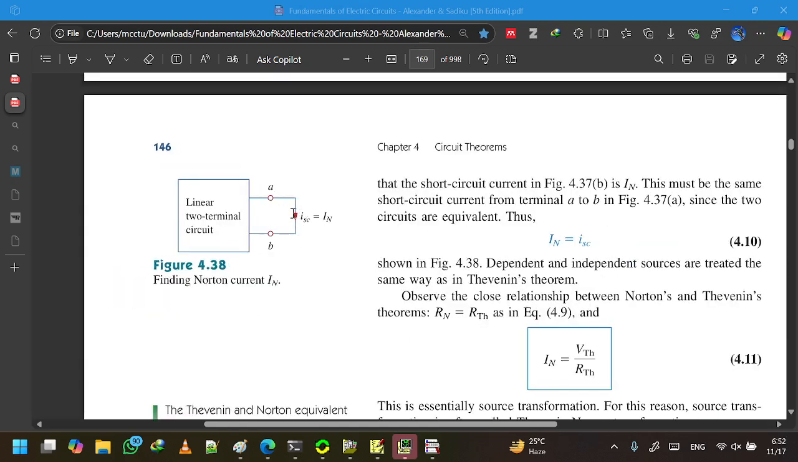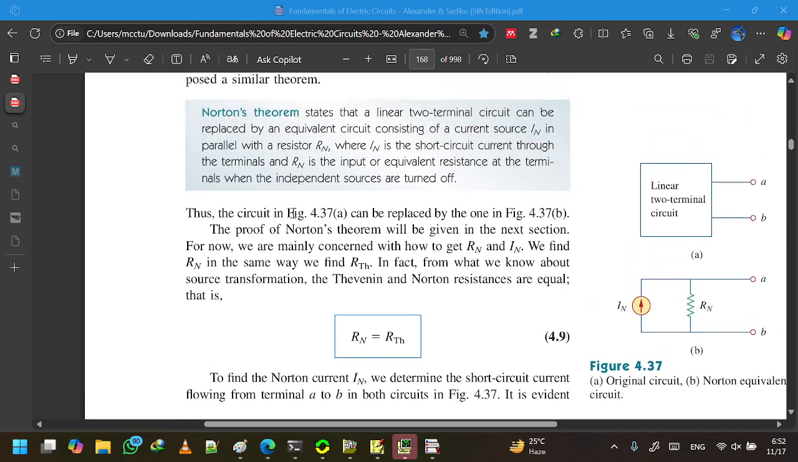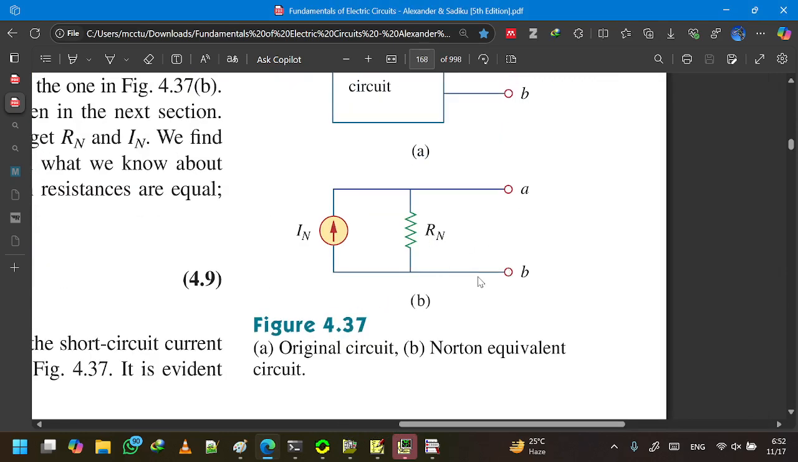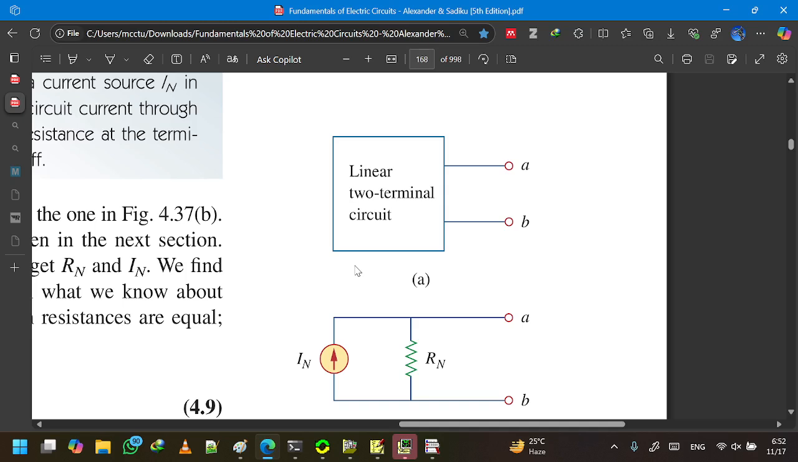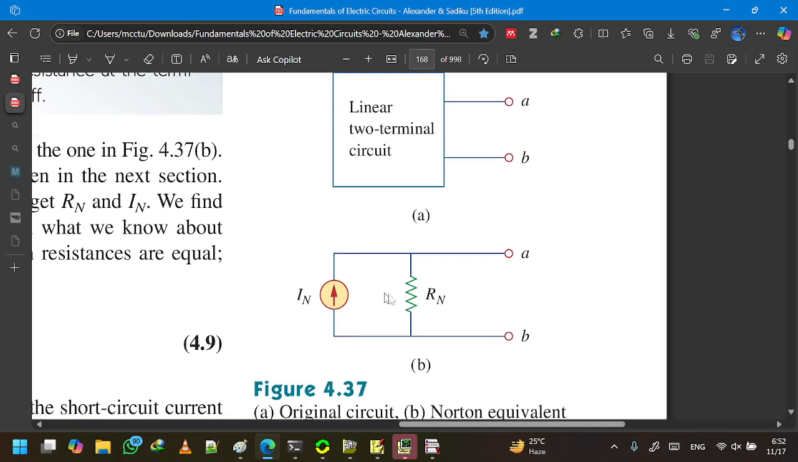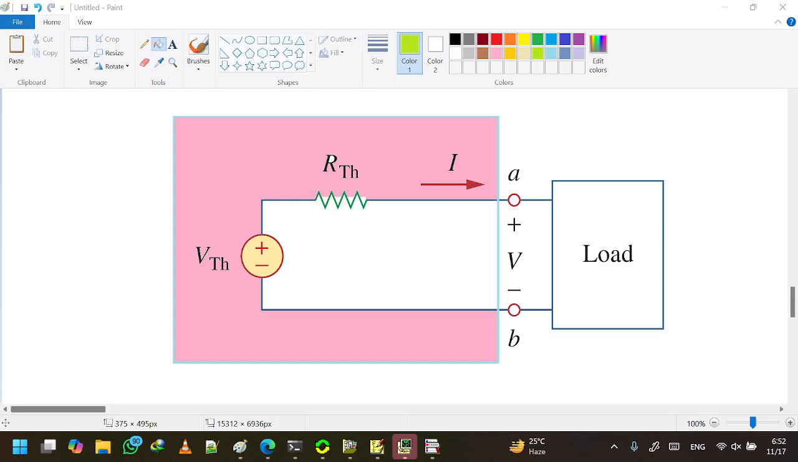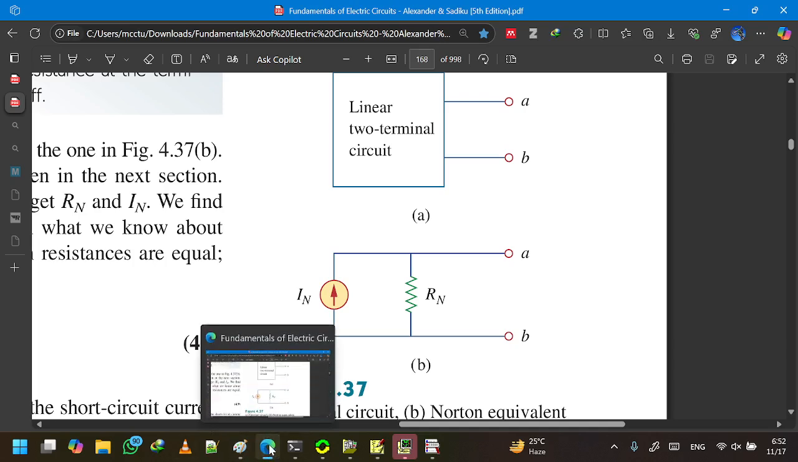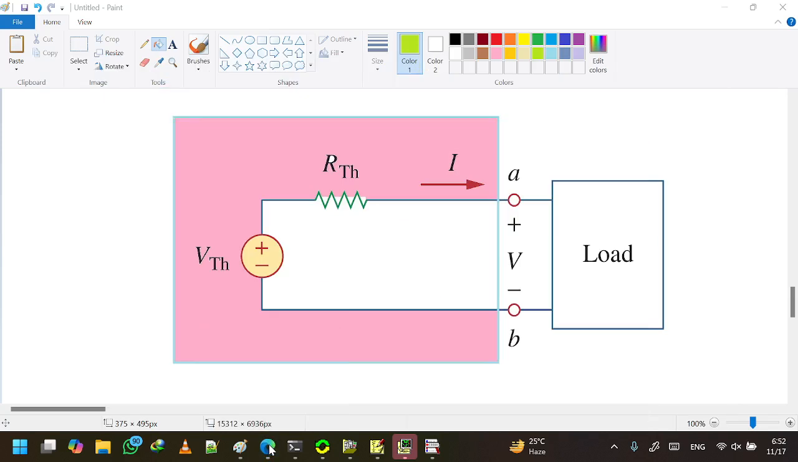So the Thevenin theorem and the Norton theorem are the same thing. Thevenin theorem says that any linear two-terminal circuit can be represented with a voltage source and a series resistor, but the Norton theorem says that any linear two-terminal circuit can be represented with a current source and a parallel resistor. In case of Thevenin, we call them VTH and RTH, and in case of Norton, we call them IN and RN. These four quantities, VTH, RTH, IN and RN, are actually linked with Ohm's law.